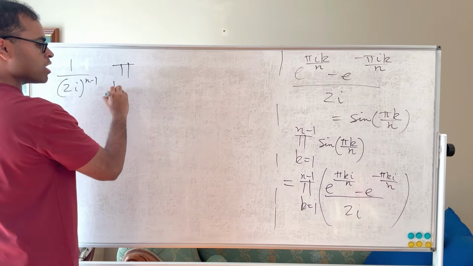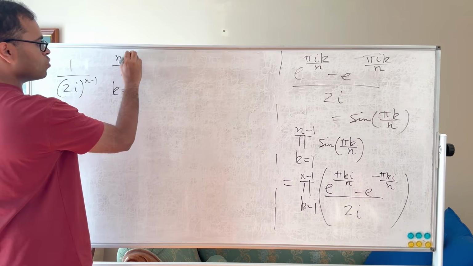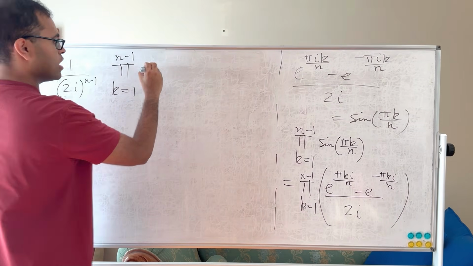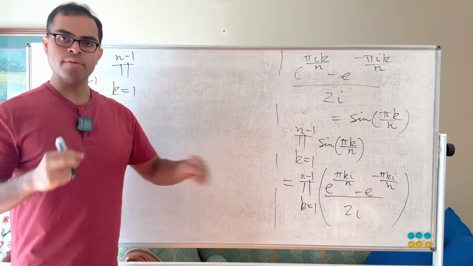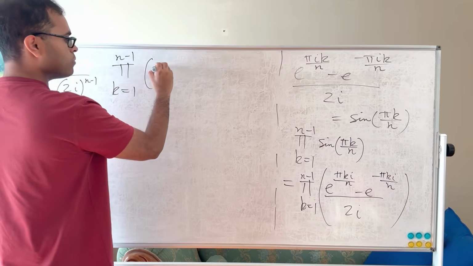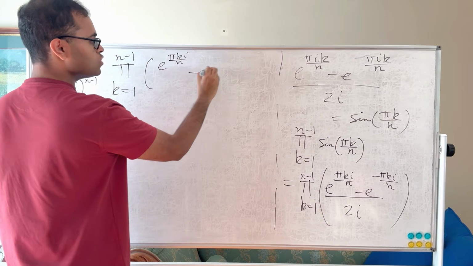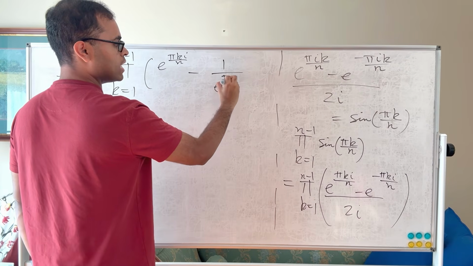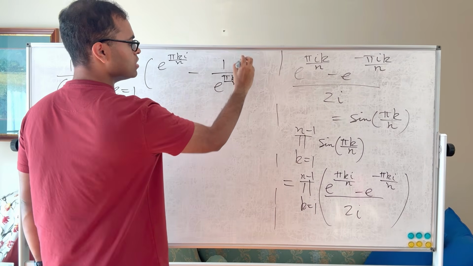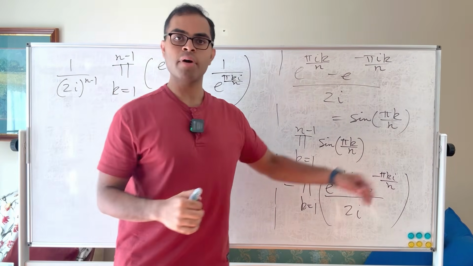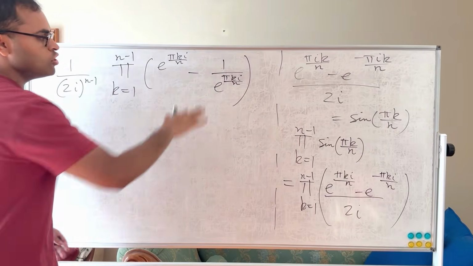Then you're going to get the product k varies from 1 to n minus 1 of that difference in the numerator, okay? And with that numerator, I'm going to write it out nicely as well. I'm going to say it's e to the power pi k i over n minus 1 over e to the power pi k i over n. Just write it out in this form because e to a negative power is 1 over e to that power.